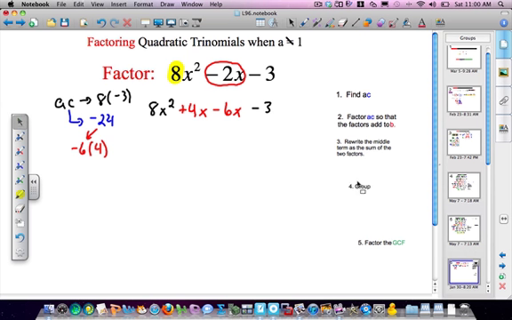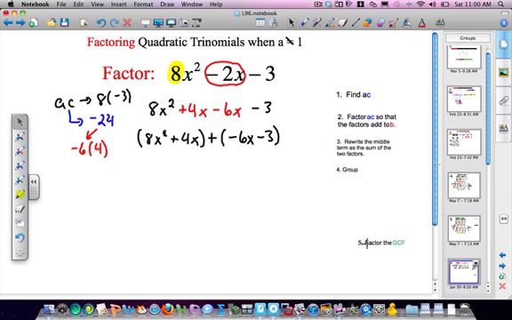Step 4 is to group the terms into two groups. Let's group the first two terms together, and that yields 8x squared plus 4x plus the sum of the next two terms, a negative 6x and a negative 3.